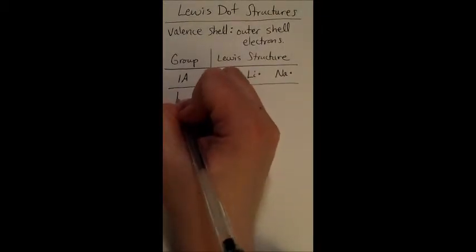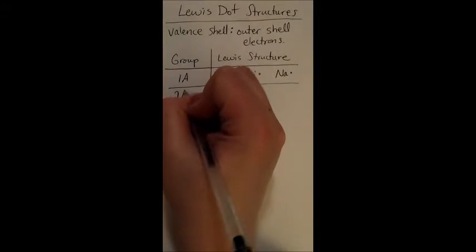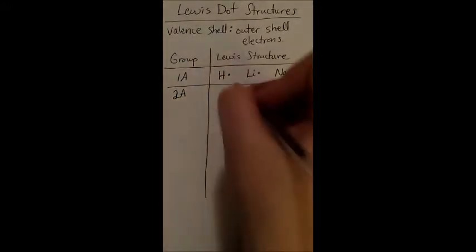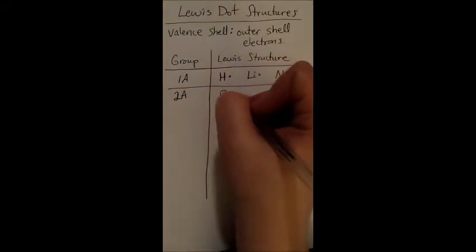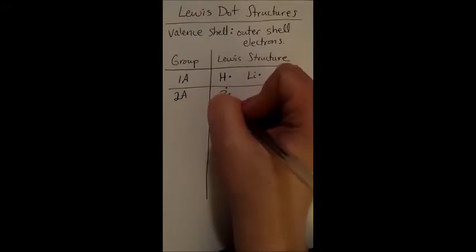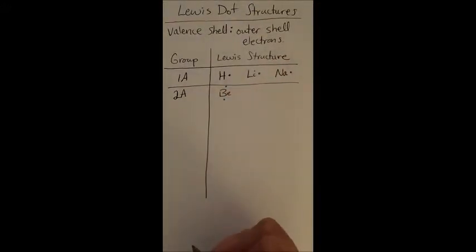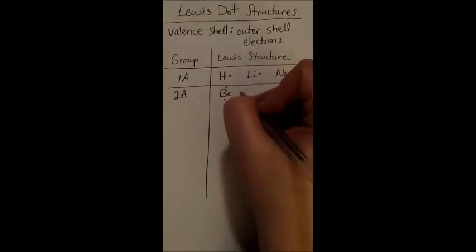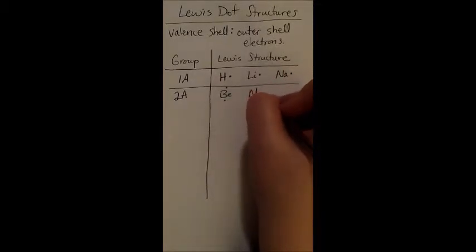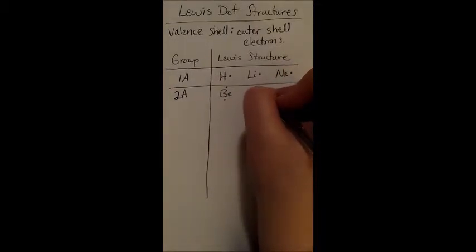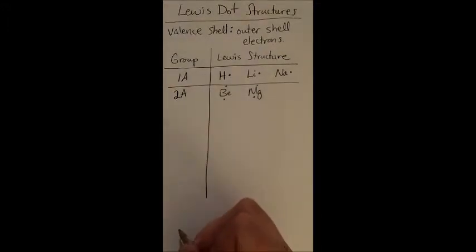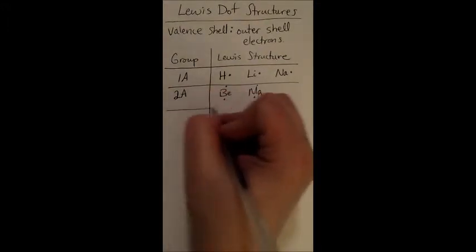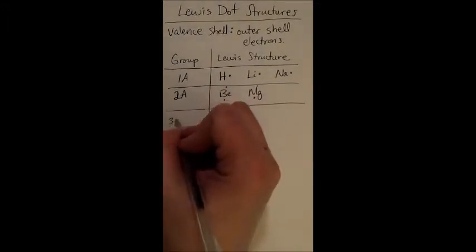Let's move down to 2A. 2A starts with beryllium with now 2 electrons in its outer shell. Then we also have magnesium with 2 electrons in its outer shell. Great. Let's move on to 3A.